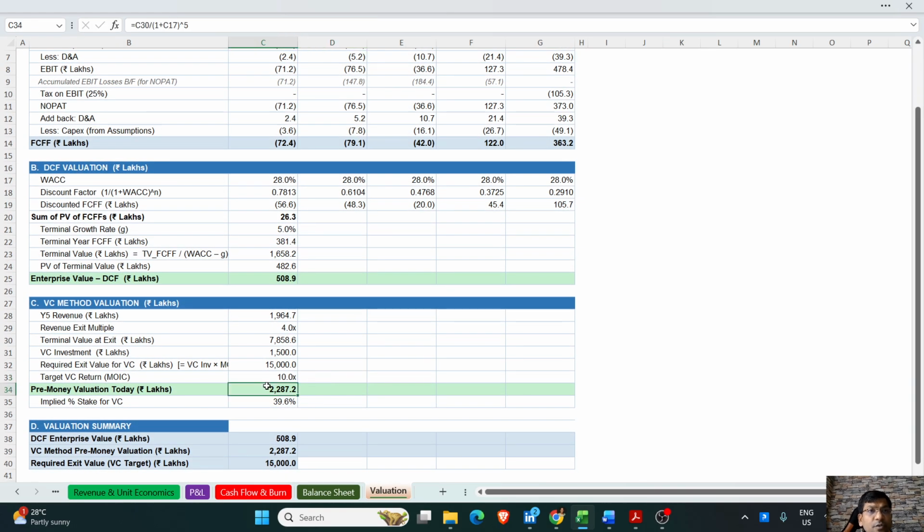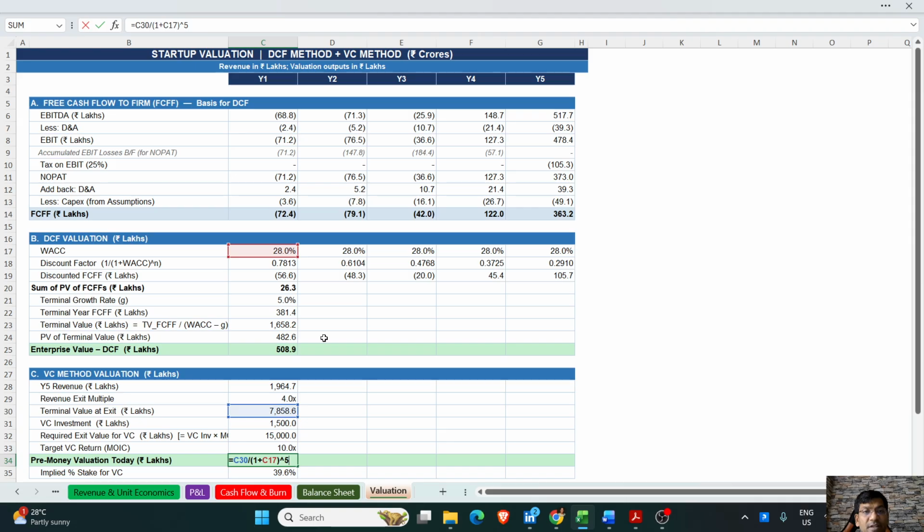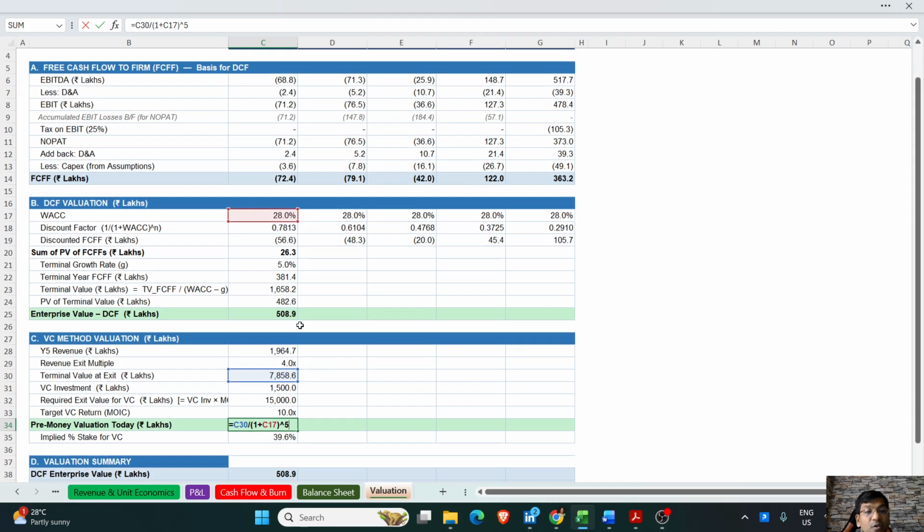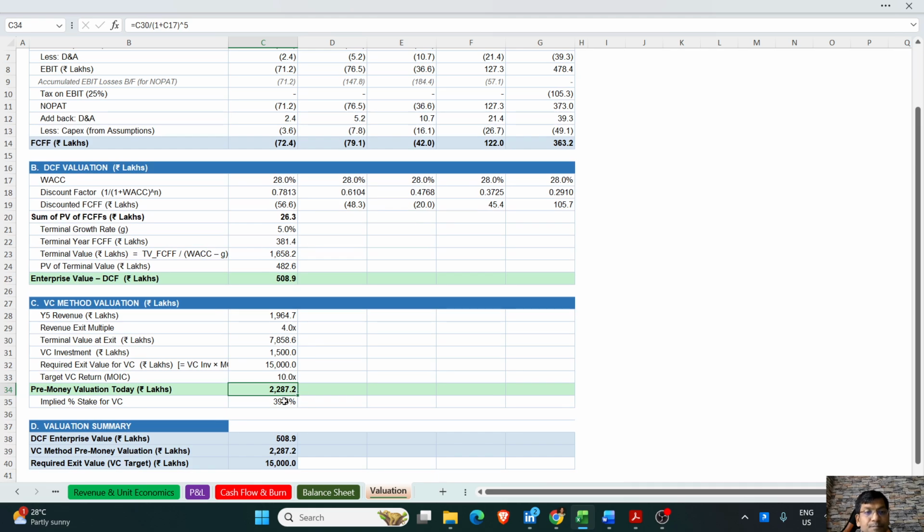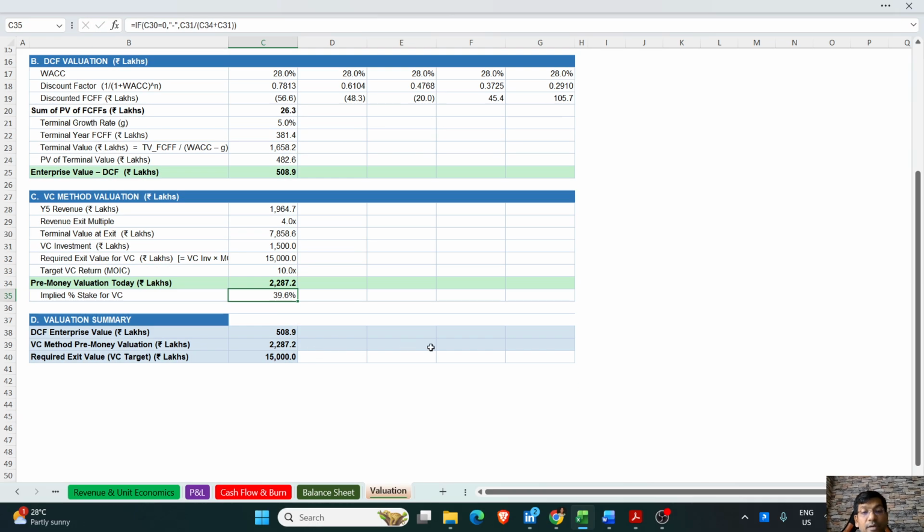So the pre-money valuation today will be, again, whatever is the exit value divided by 1 plus 28% to the power 5. Okay, because this again is at the end of 5 years, this IPO value. So in today's terms, it becomes 22.87. So the implied stake for the VC will be that, okay, since the VC is investing 1500 lakhs, so the VC will expect 39 point. The terminal value plus the VC investment becomes the post money thing. So 31 divided by 34 plus 31. This becomes the value. Okay.